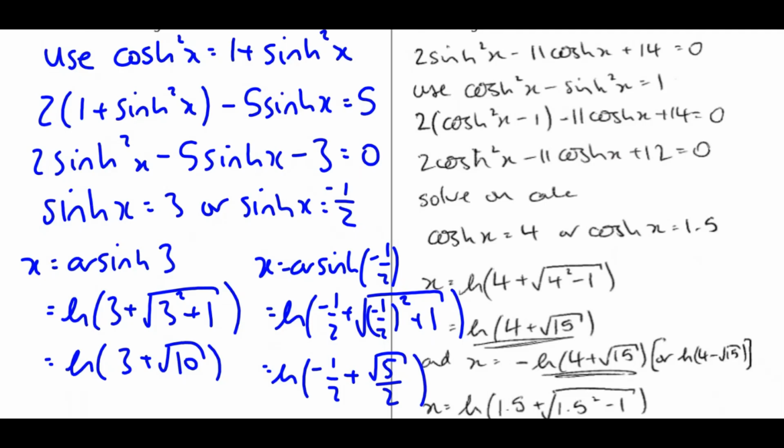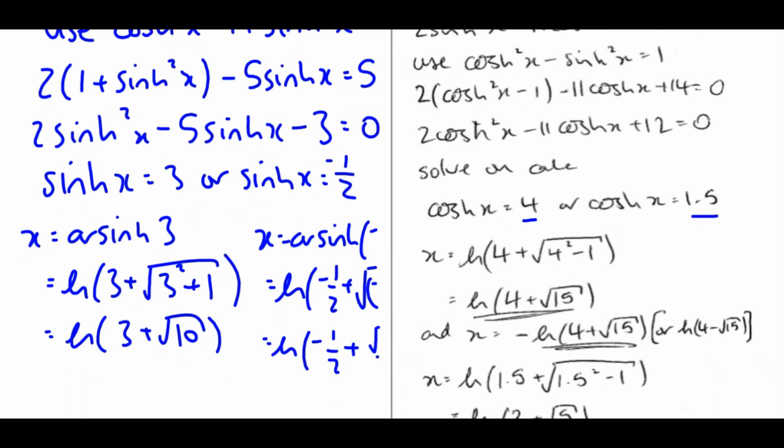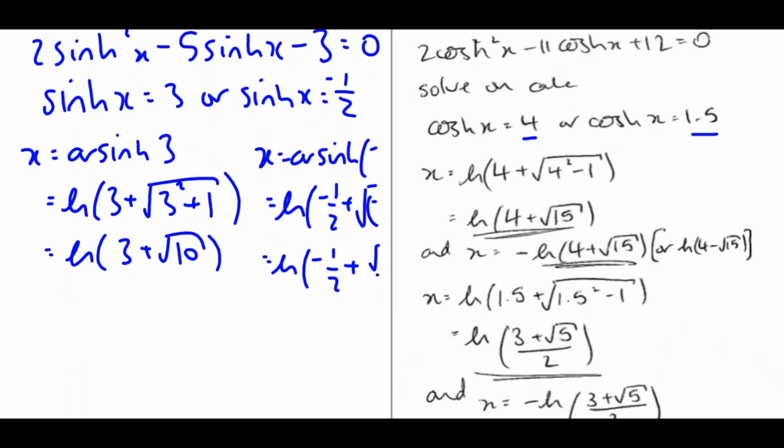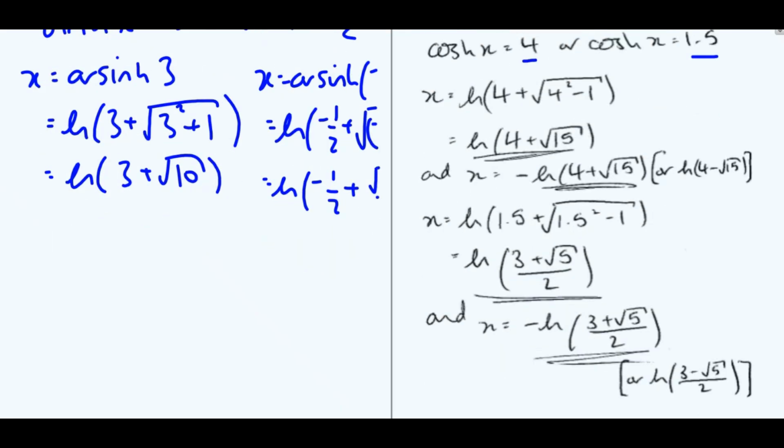You get two solutions. You get cosh equals 4 or cosh equals 1.5, both of which are fine because they're bigger than 1. If they were less than 1, they wouldn't be valid, but bigger than 1 is fine. Substituting those in, the formula sheet gives you ln of 4 plus root 15, but also you can have minus ln of 4 plus root 15 from the symmetry of cosh. Similarly, for the other solution, you get ln of 3 plus root 5 all over 2, but because of the symmetry of cosh, you can also have minus ln of 3 plus root 5 over 2.